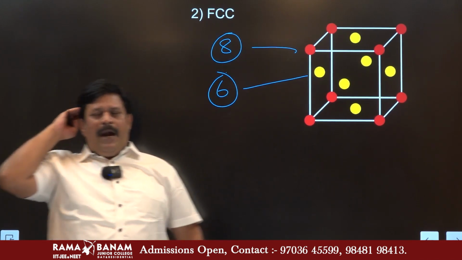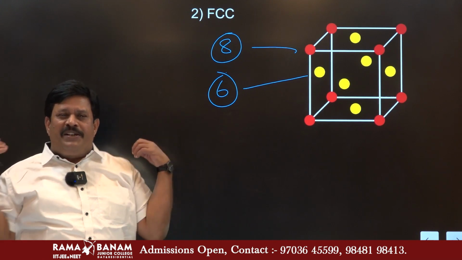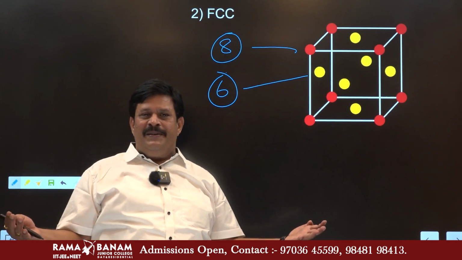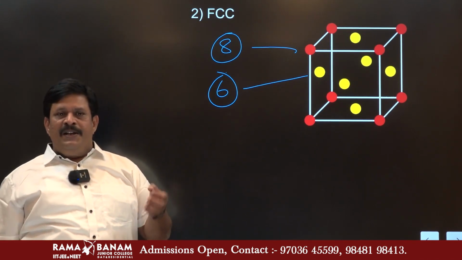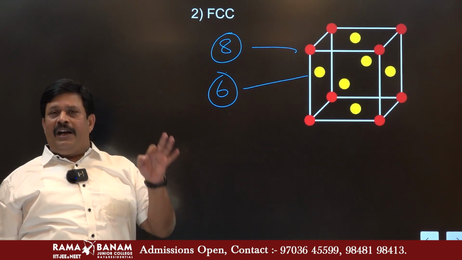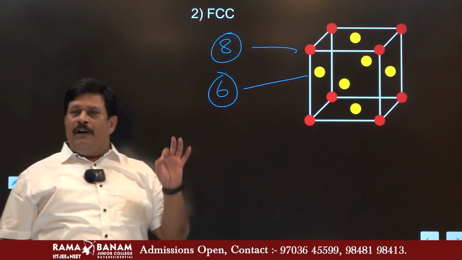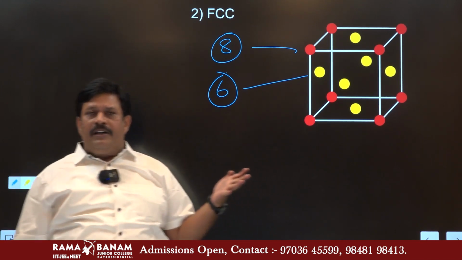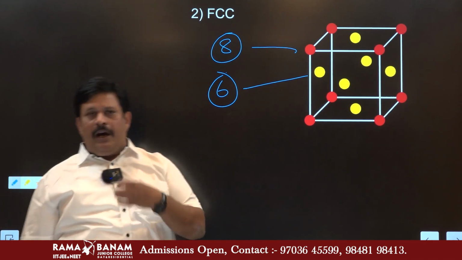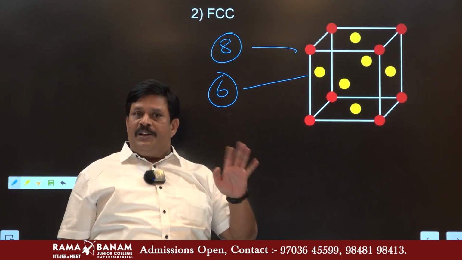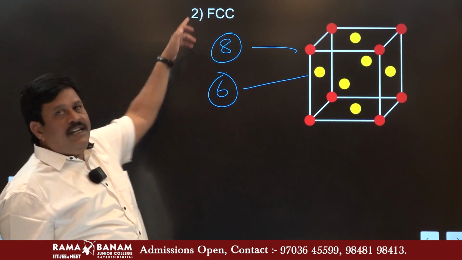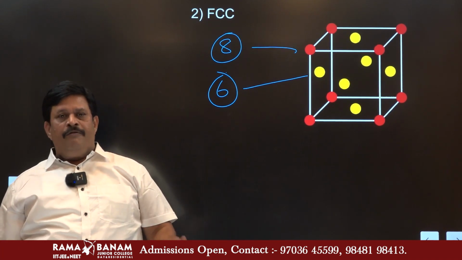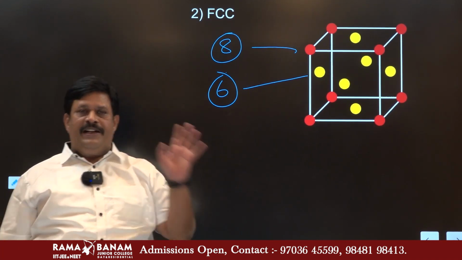Of course, particles may be at all 8 body corners or maybe only some body corners. That is what are called defects in solids, which we will discuss in the next classes. Particles at body corners and face centers: a total of 8 body corners and a total of 6 face centers. Particles may be present in all body corners and all face centers, or maybe some body corners and some face centers. But if particles are at body corners and face centers, then that unit cell is called an FCC unit cell, or face centered cubic unit cell.